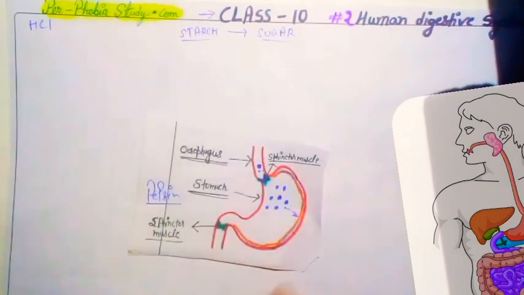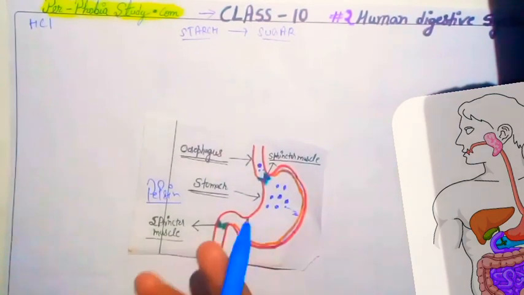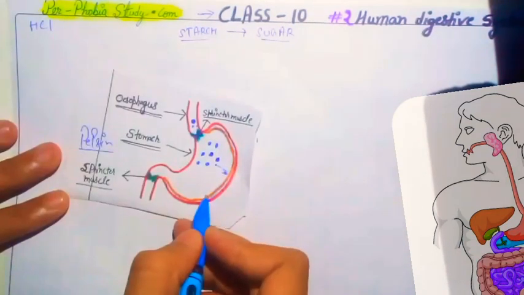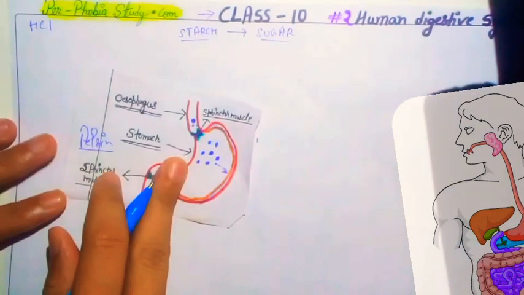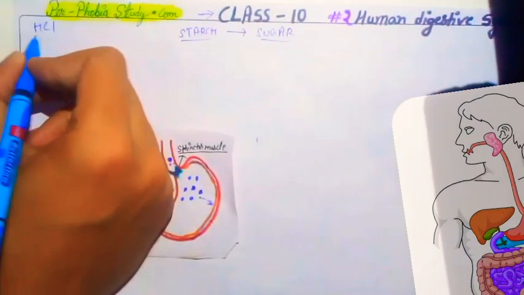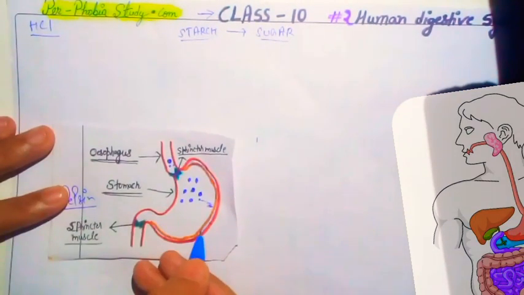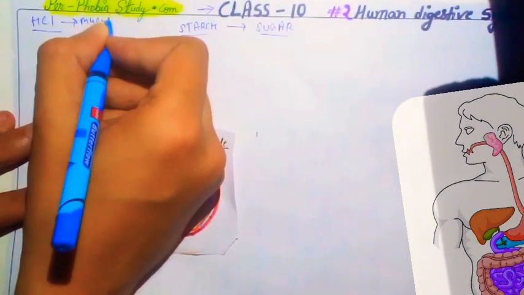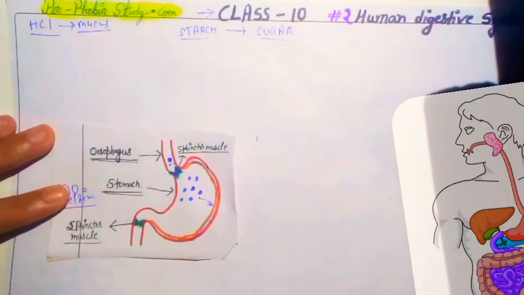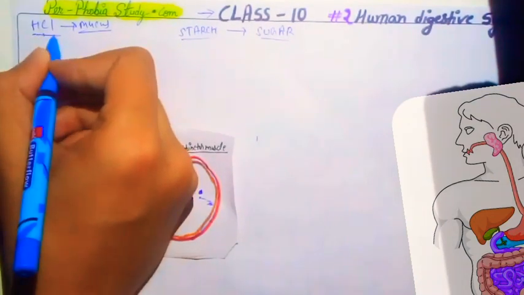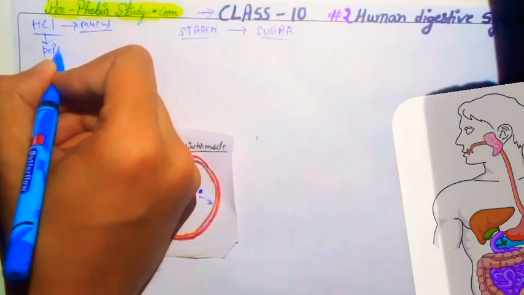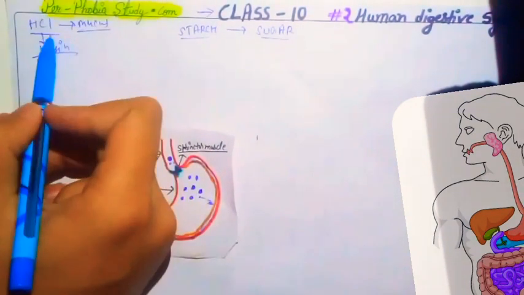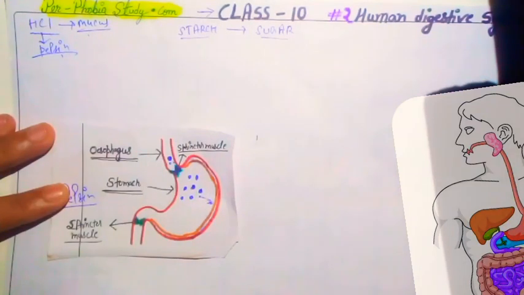But this HCl is very dangerous for our stomach. It can even harm the walls of the stomach. So the inner lining, the orange lining you can see, protects the stomach from the action of HCl, and this inner lining is what we call mucus. So you have to learn these three main concepts: HCl, mucus and pepsin. Okay, let's move to our next part.